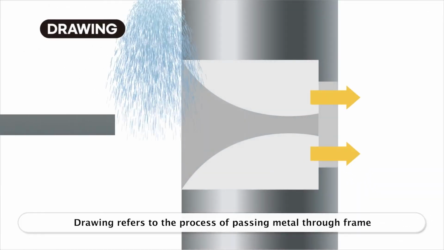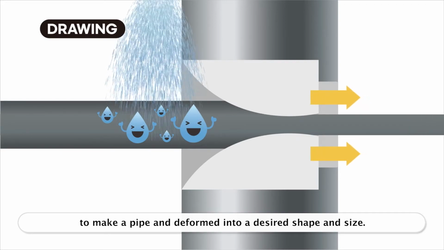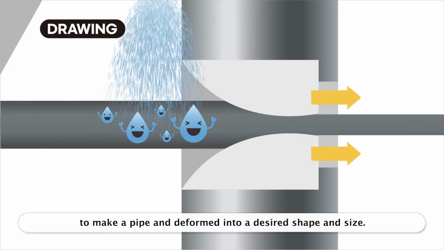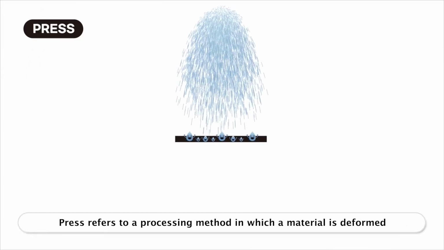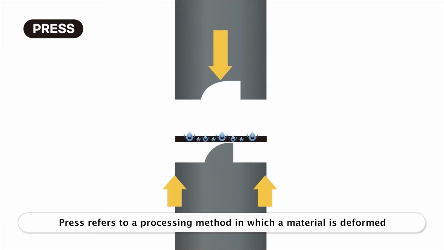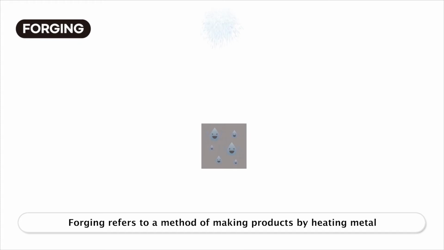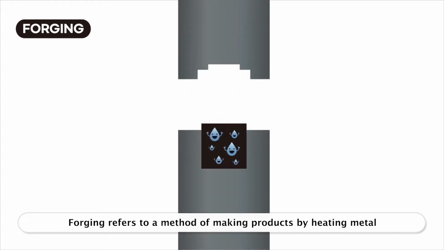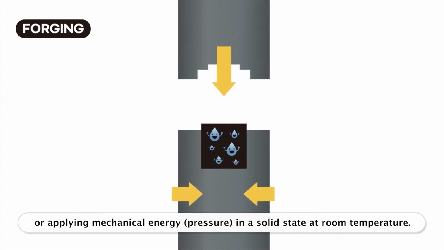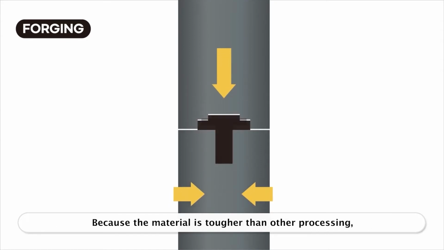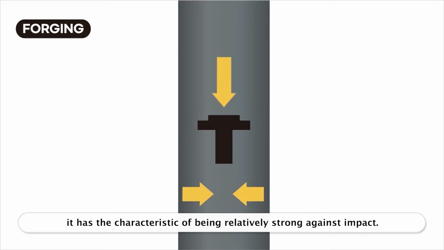Drawing refers to the process of passing metal through a frame to make a pipe and deform it into a desired shape and size. Press refers to a processing method in which a material is deformed by pressure, using a mold, and manufactured into a necessary shape. Forging refers to a method of making products by heating metal or applying mechanical energy, pressure, in a solid state at room temperature. Because the material is tougher than in other processing, it has the characteristic of being relatively strong against impact.